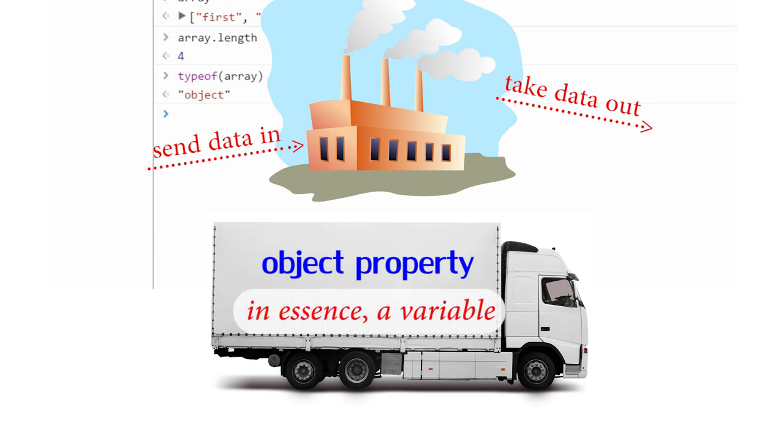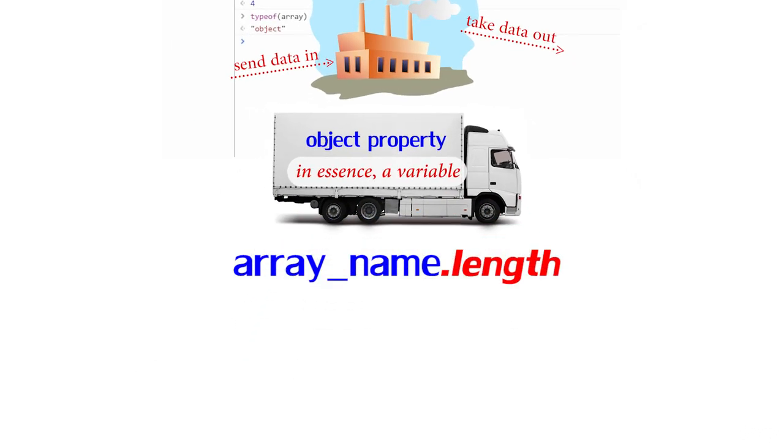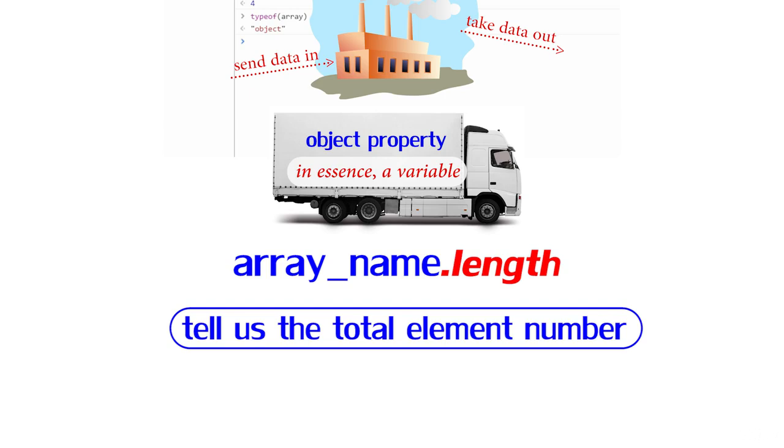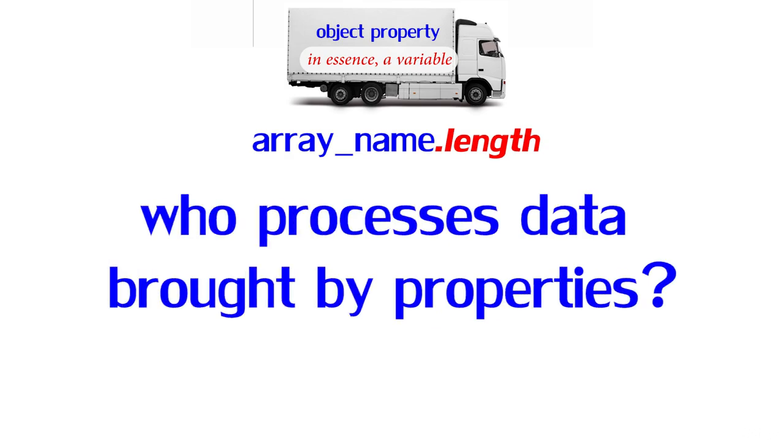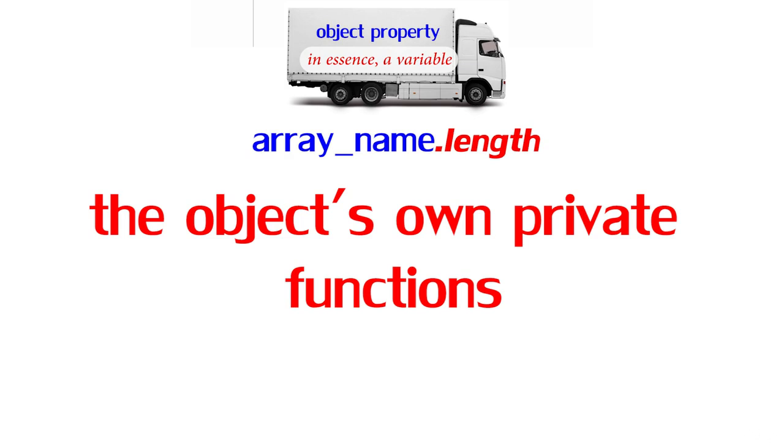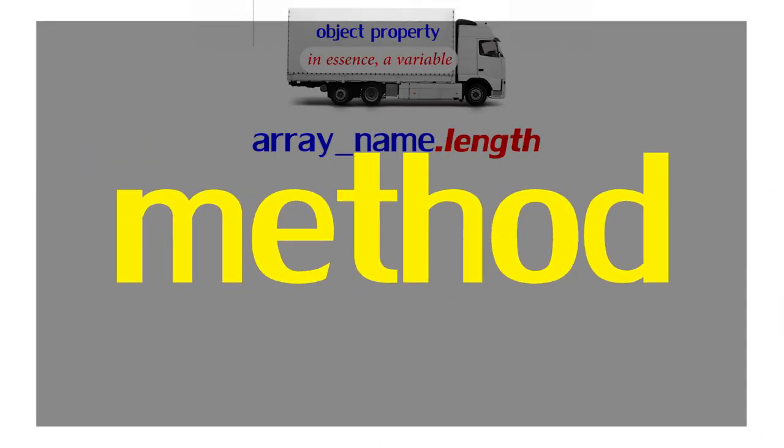Property is actually a variable, but it can only be used by an object. Length is a number property of the array object. It can tell us the total elements number. The transportation job is done by object properties. So who will be responsible for processing that data? The object's own private functions. Actually, we have a name for those private functions: methods.